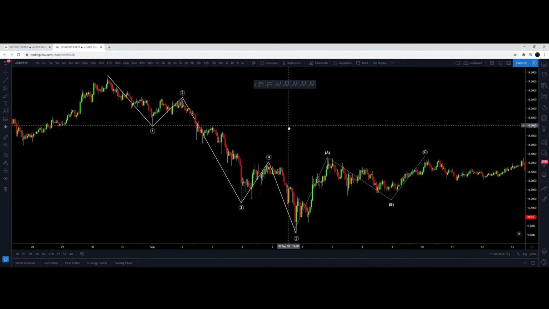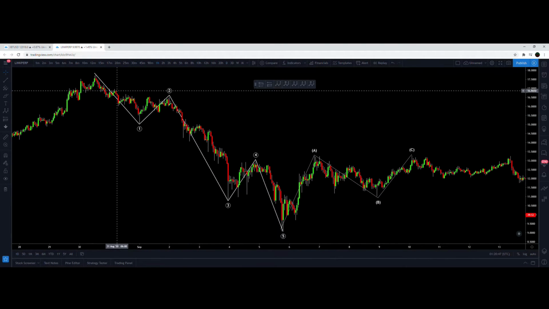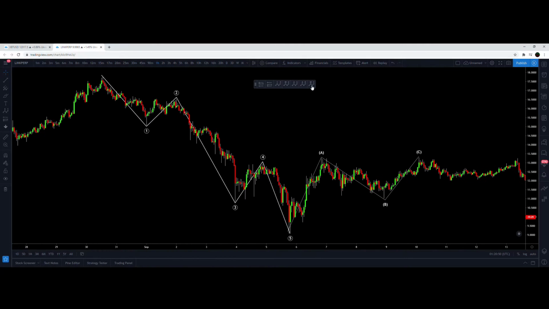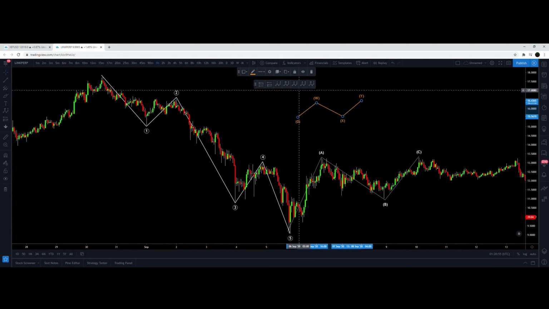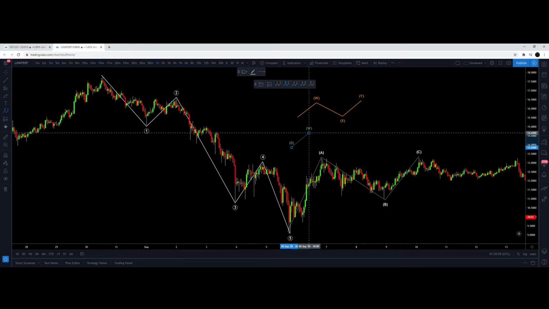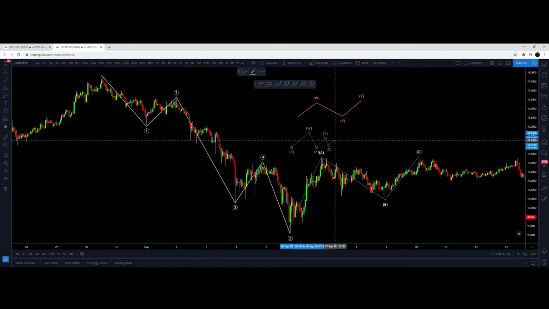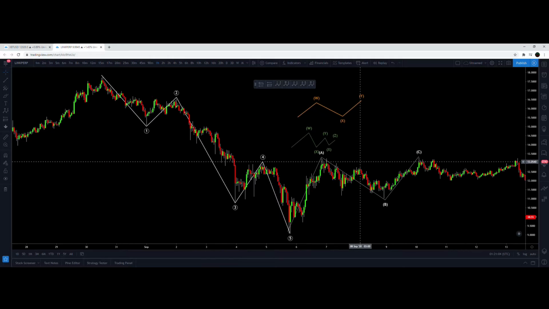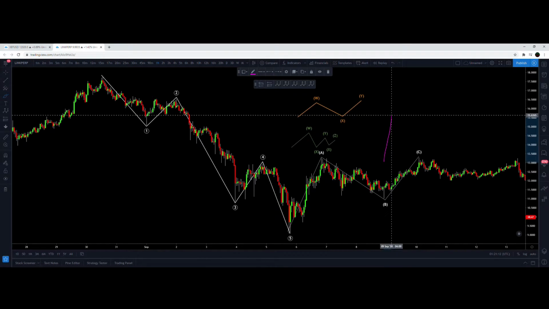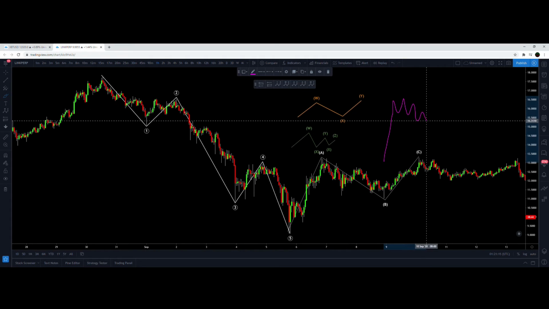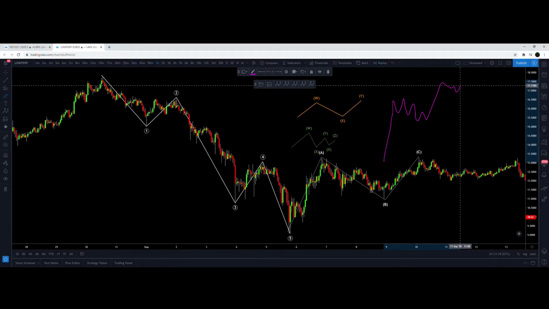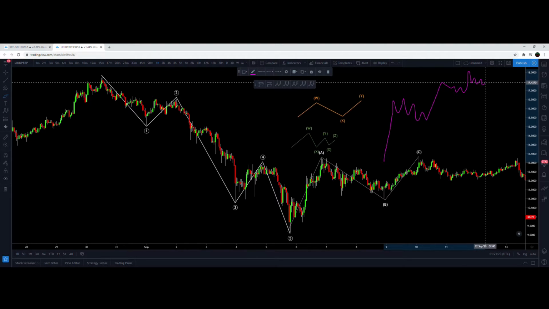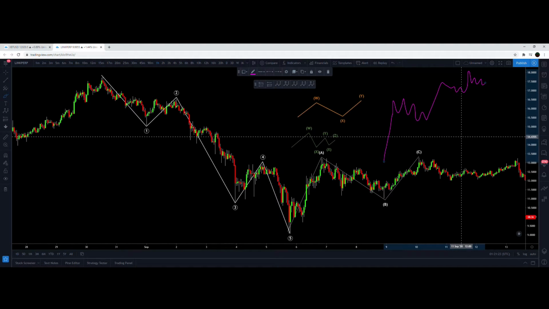So how I suggest you look at the markets, instead of counting out all these different waves and these crazy corrections where it just becomes too much and too hard to identify, is to simplify it and think of the market like this: impulsive moves, corrective moves, impulsive moves, corrective moves, impulsive moves, corrective moves. All right? Does that make sense to you?